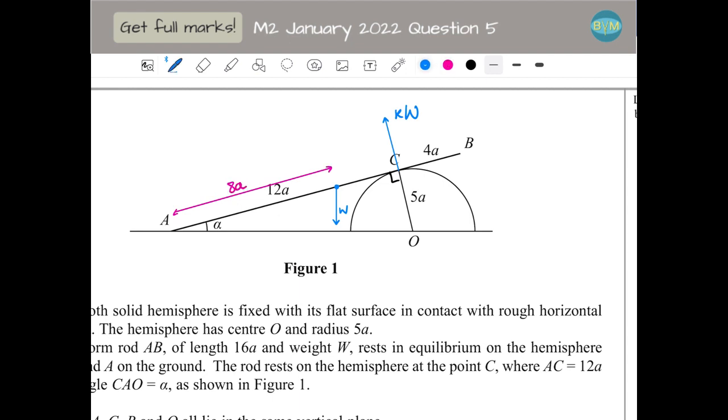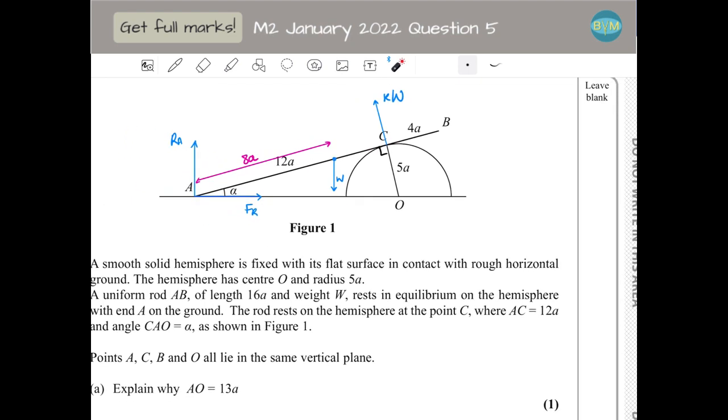And then we have a normal reaction here, the reaction at A, and we have the friction against the tendency of the motion. So this could slip down, so the friction goes that way. It's what is stopping it from slipping. And we don't have any more forces, because this is smooth, so I don't have any friction here.